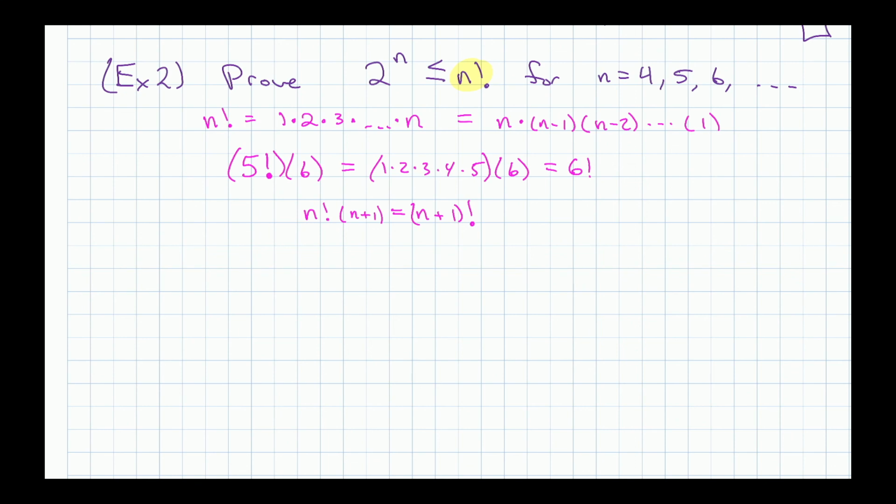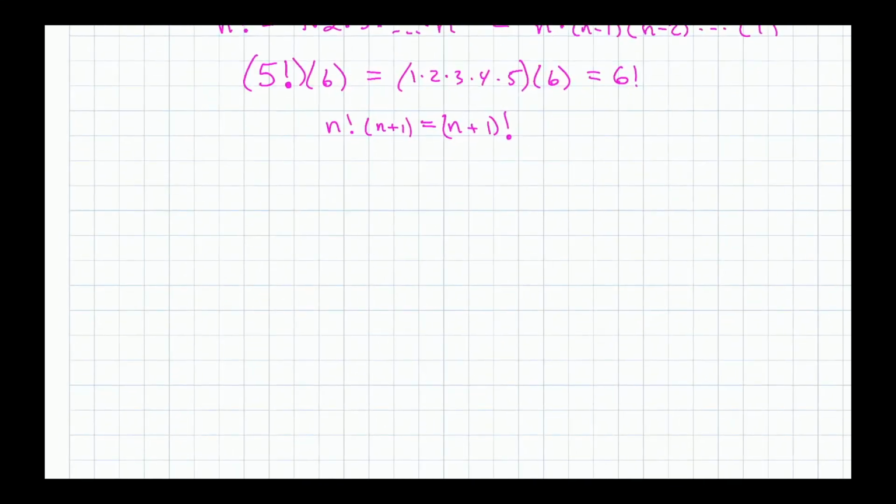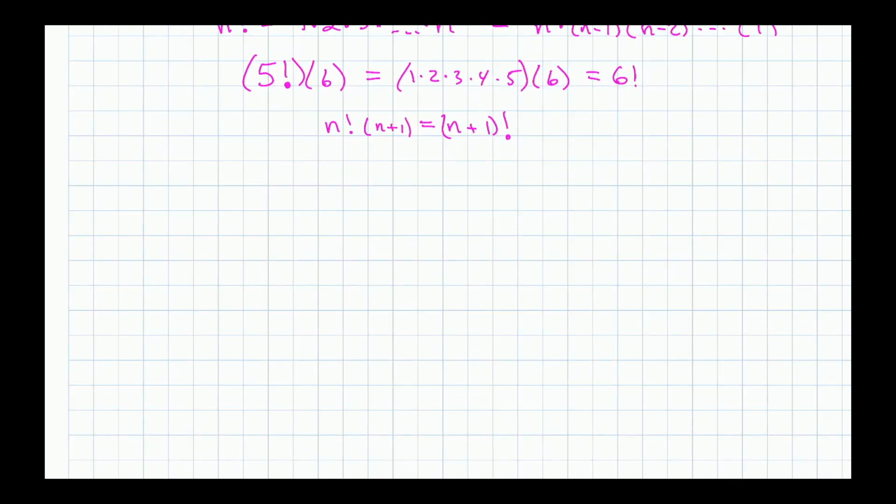So that's a super quick overview of what a factorial is. And we're supposed to be proving this fact about factorials. It's only true for n equals 4, 5, 6, and on. So if you try it for n equals 2, it probably will not be true. All right, let's go ahead and try to do this proof.